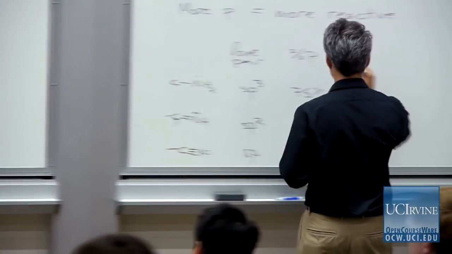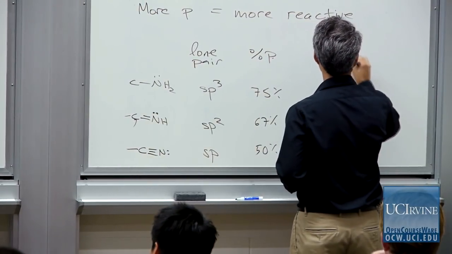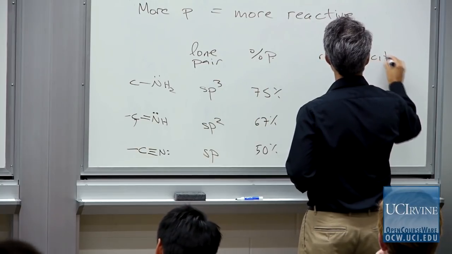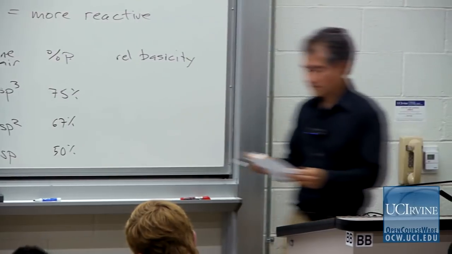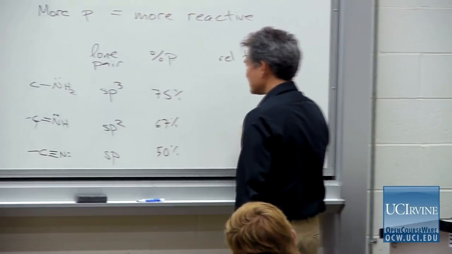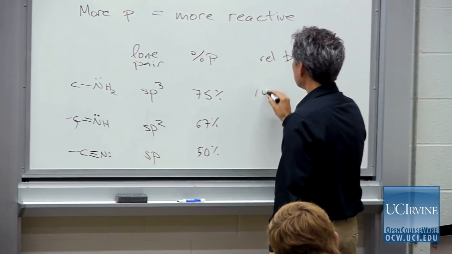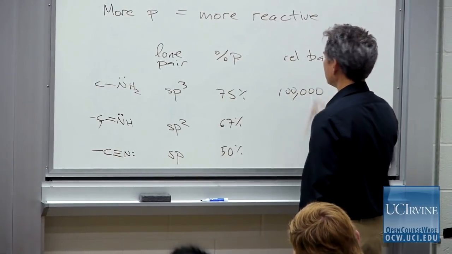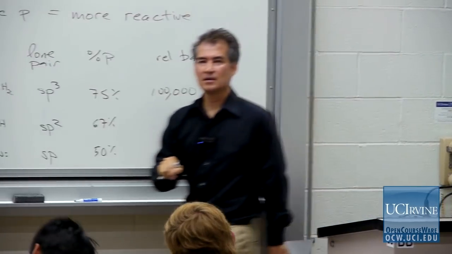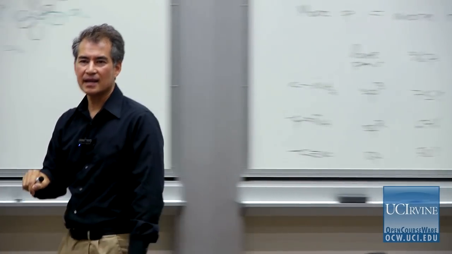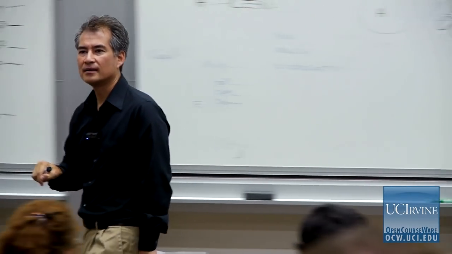Maybe you already know something about the relative basicity of these. I can go to a pKa table and look up the converse of basicity, acidity. What you find out is, I'll assign this a relative value of 1, that an sp3 hybridized nitrogen lone pair is 100,000 times more basic than an sp2 hybridized nitrogen lone pair.